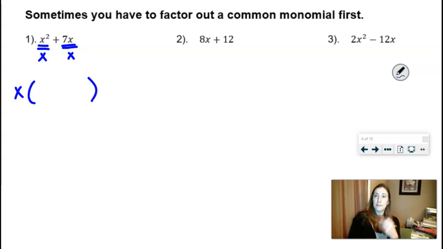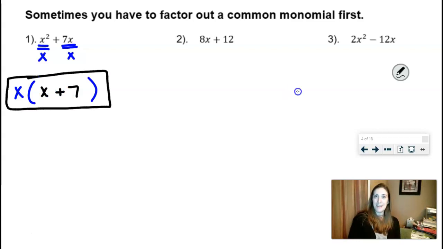We're going to undistribute it, if you want to think of it that way. So we still have x squared over x would be an x, and then 7x over x would reduce to a plus 7. That is the answer. That is the factored version of that polynomial. I know, seems like too easy, right?